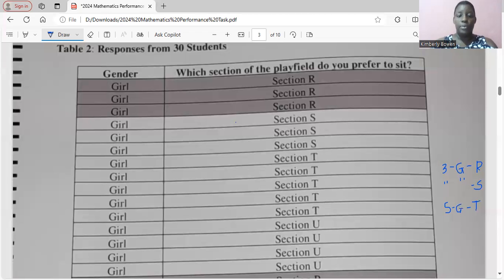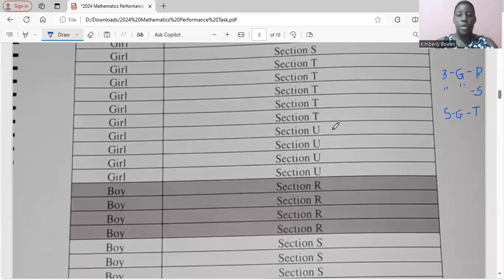And now for U, 1, 2, 3, 4. 4. G is the same. I'm gonna say U.